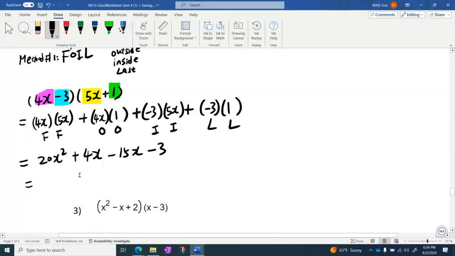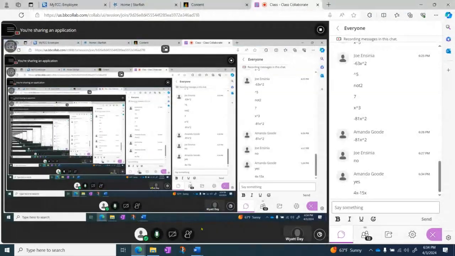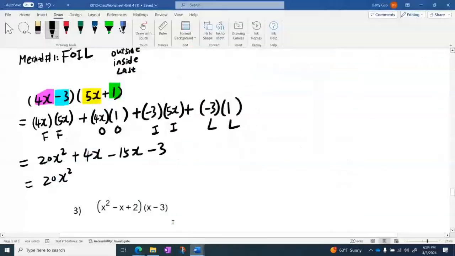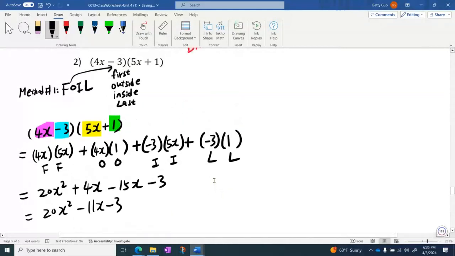Do we have any like terms here? 20x squared, 4x, negative 15x, 93. The two terms in the middle are like terms, right? We're able to combine them. So we have 20x squared, 4x minus 15x is negative 11x, very good, and then minus 3. And that's the result.